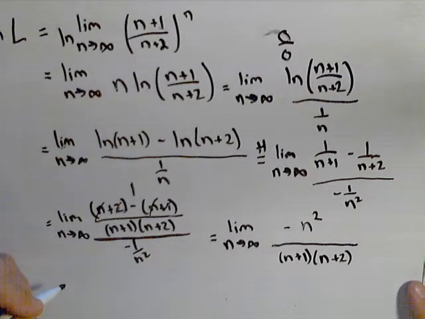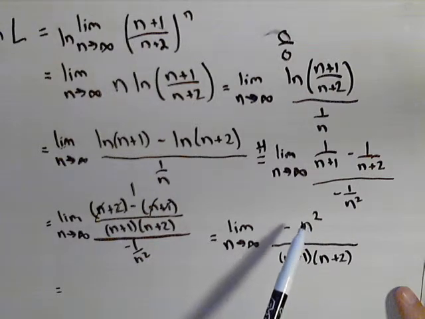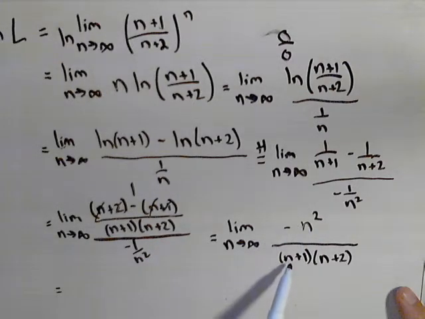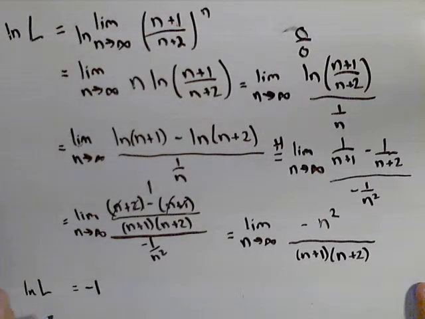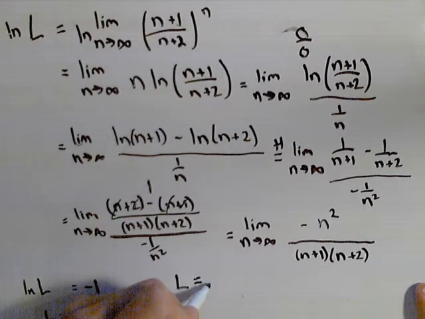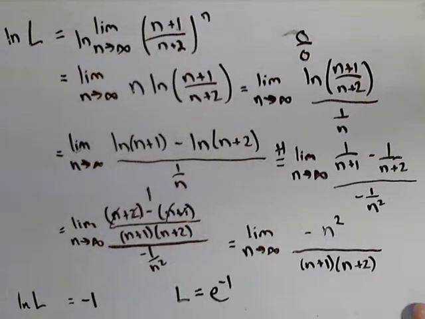That negative is actually quite important. When I take this limit, I'm not going to use L'Hopital's again, but hopefully you're seeing it. I've got an n squared over an n squared. They're going to grow at about the same rate, so it's going to go to negative 1. Now my limit is not negative 1. Remember, back up here, ln of L is negative 1. So I know that the natural log of my limit is negative 1, so my limit is e to the minus 1. That's greater than 0, but less than 1.